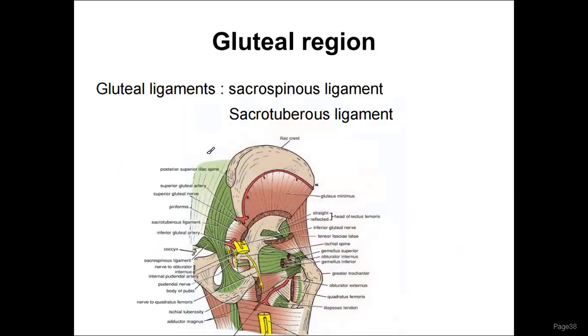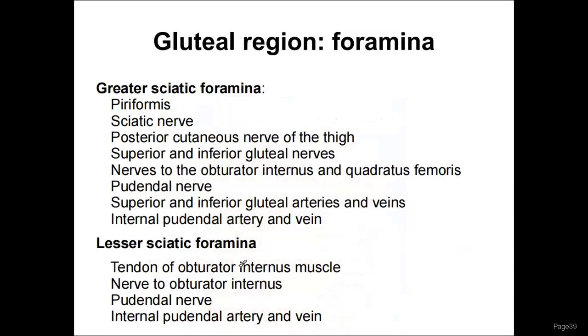Right? And looking at the ligaments of the gluteal region, we have the sacrospinous ligament, which is a bit weaker, that's coming from the sacrum to the spinous process of the ischium, then the sacrotuberous, which is a bit stronger and also acts as an origin for the gluteus maximus. And these ligaments also help us in forming the greater and lesser sciatic foramina. And let's understand the structures that pass through these foramina.